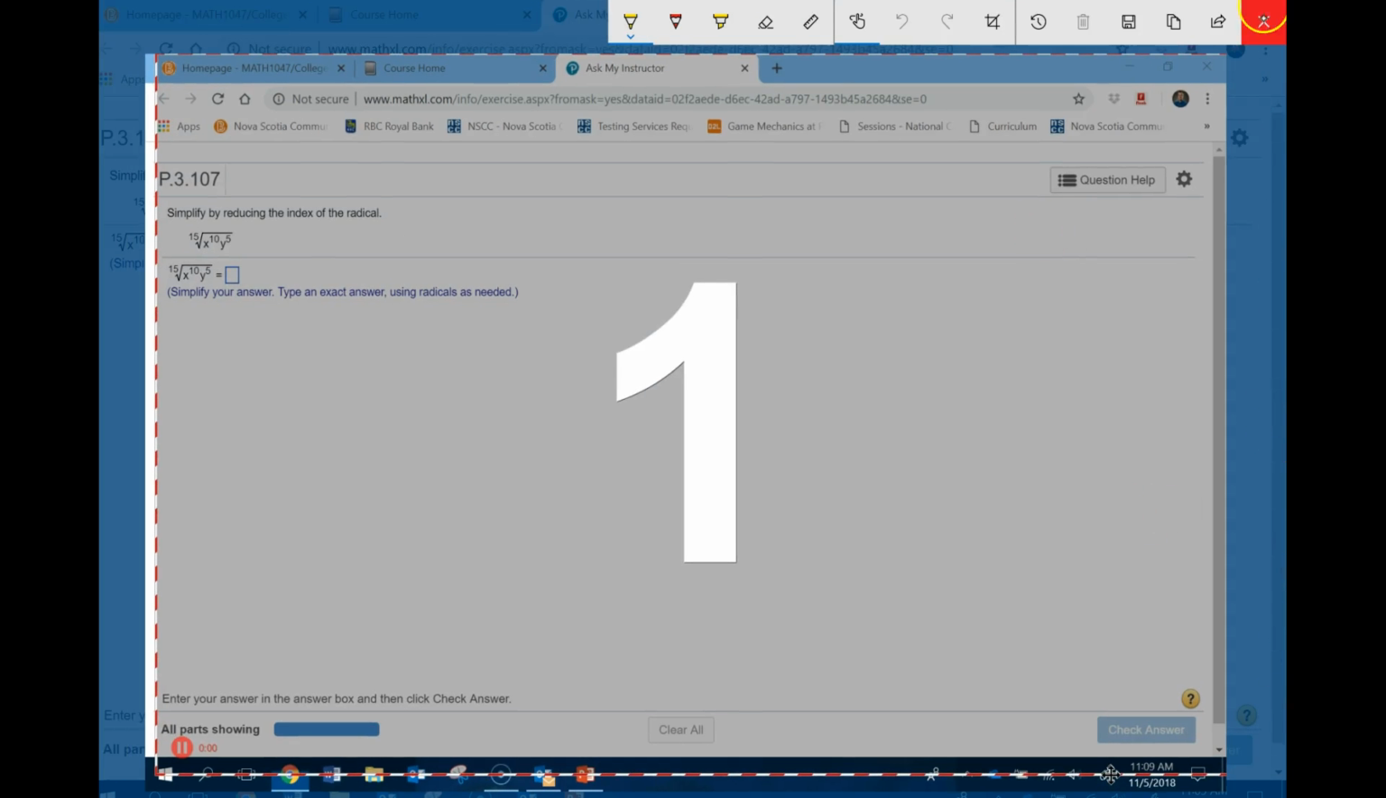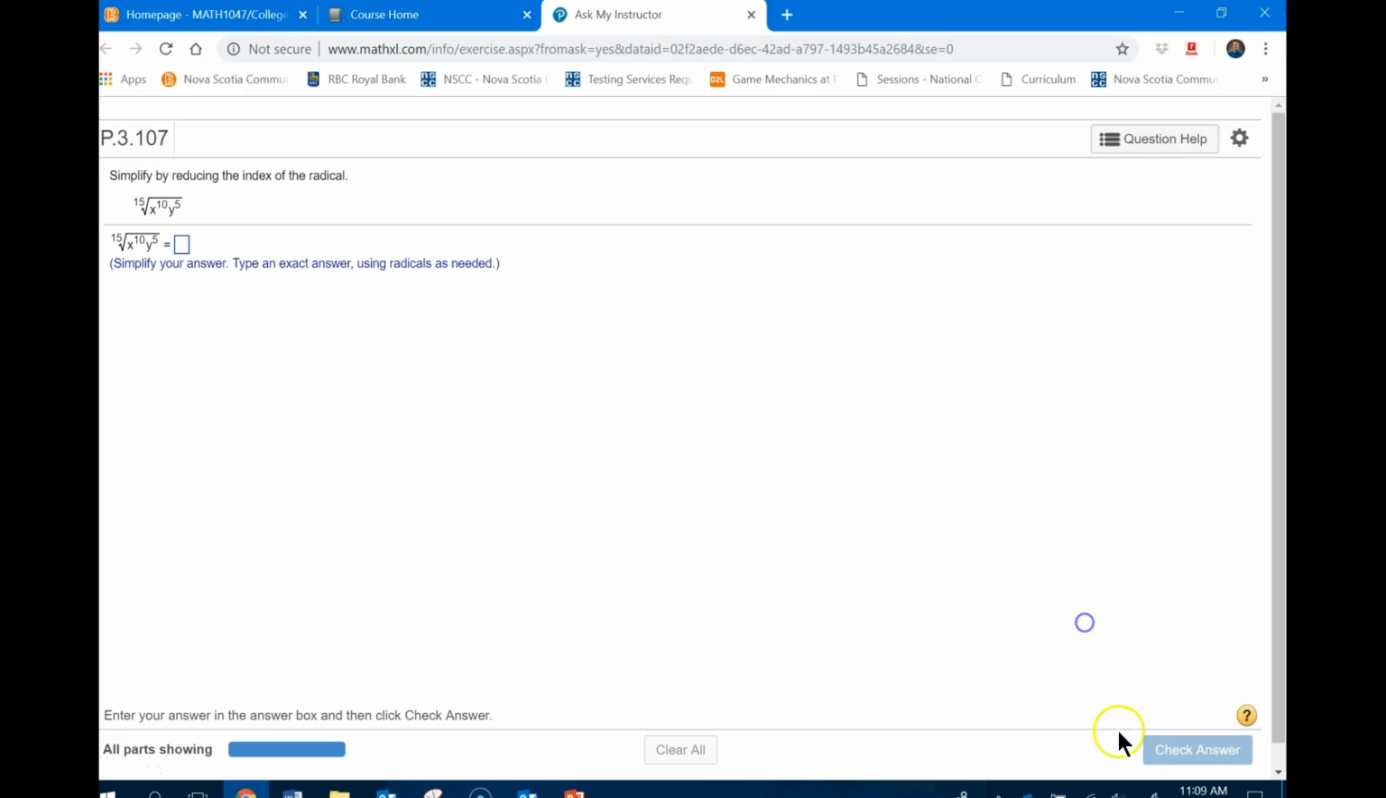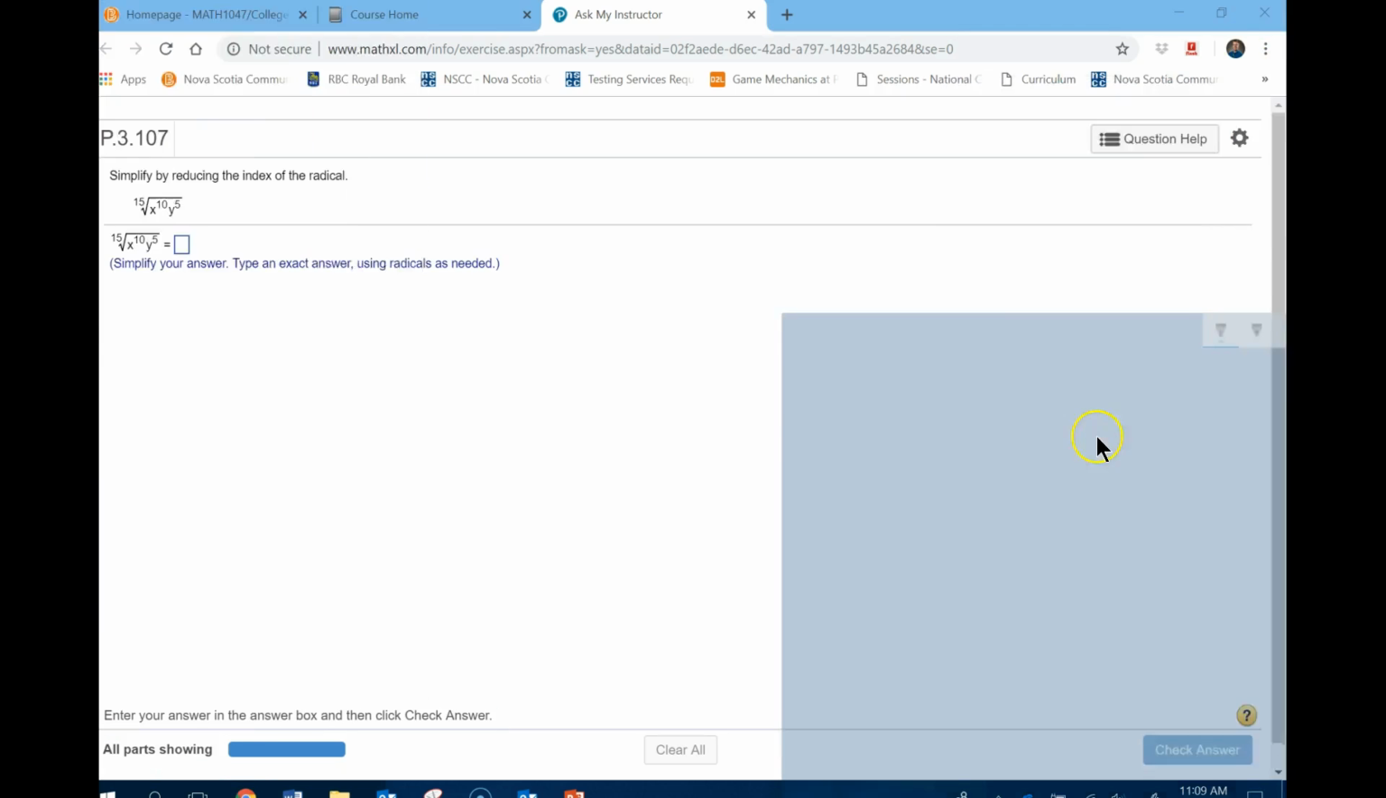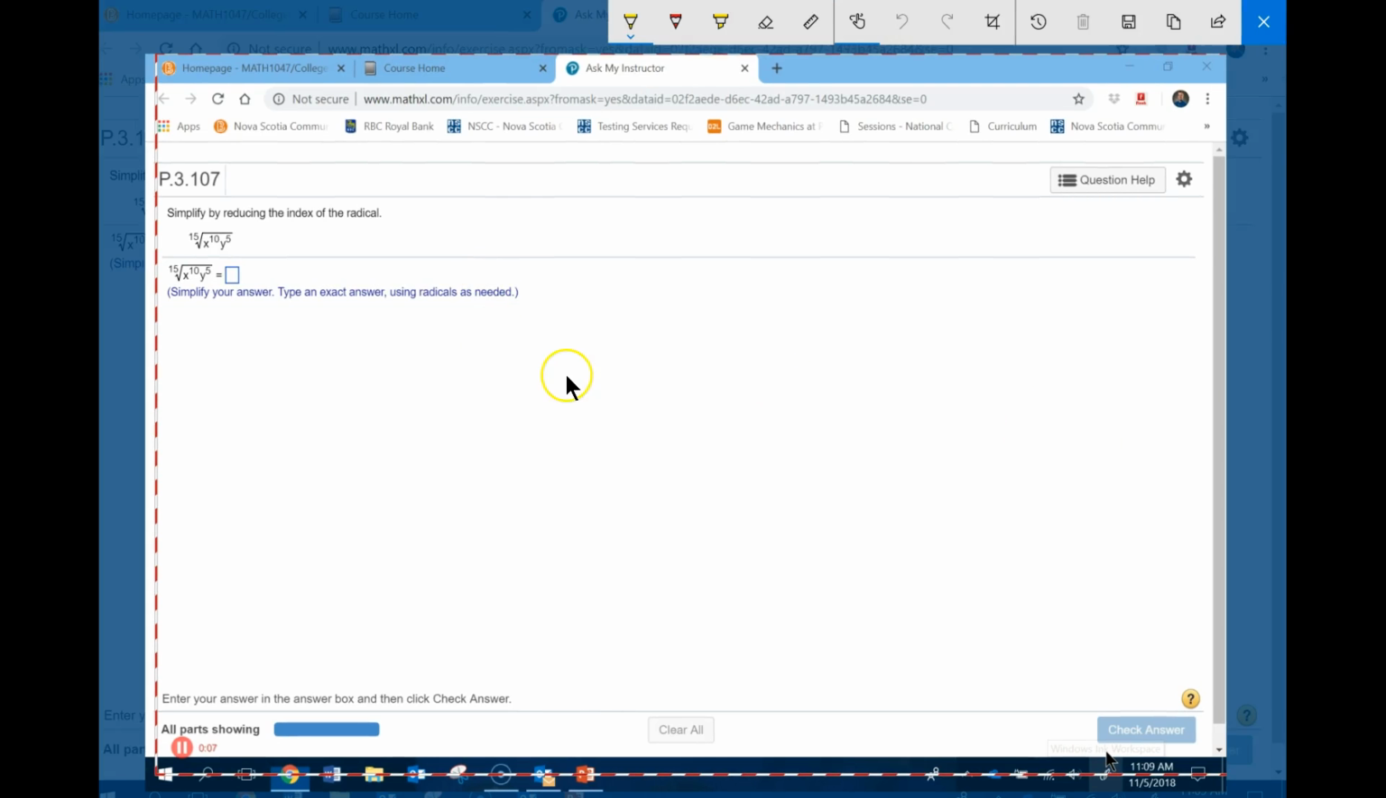Let's check this out. I'm going to get a better screenshot than that. Bear with me. Okay, so the steps for these, what we're going to do is the reverse of the flipped root trick or dealing with rational exponents.